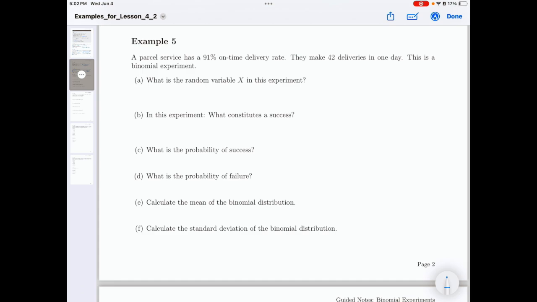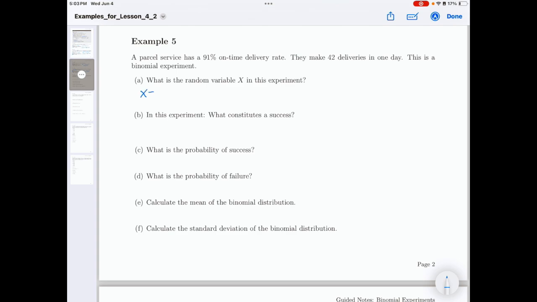In this first one, it says a parcel service has a 91% on-time delivery rate. They make 42 deliveries in one day. This is a binomial experiment. In part A, it says, what is the random variable X in this experiment? In any binomial experiment, X represents the number of successes, but specifically in this case, X can take on the values from 0 to 42.